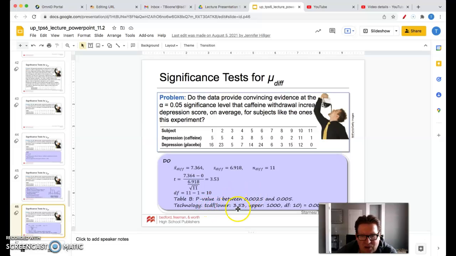After you do that, you can certainly put that in there as your lower bound. If we're looking at what's above, take it up to 1,000. That way, it's way above. And again, our degrees of freedom are 10, because it's one less than our sample size.